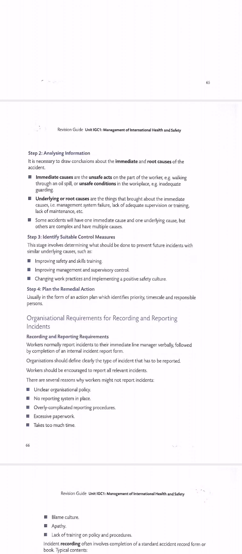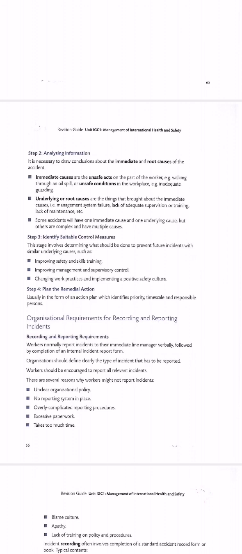Then step number 4, you have to plan the remedial action. We are still talking about the control measures. So now, step number 4, you have to plan a remedial action, usually in the form of an action plan which identifies the priority, the time scales, and the responsibility, right? The responsible person. Right, so that is how we can plan.